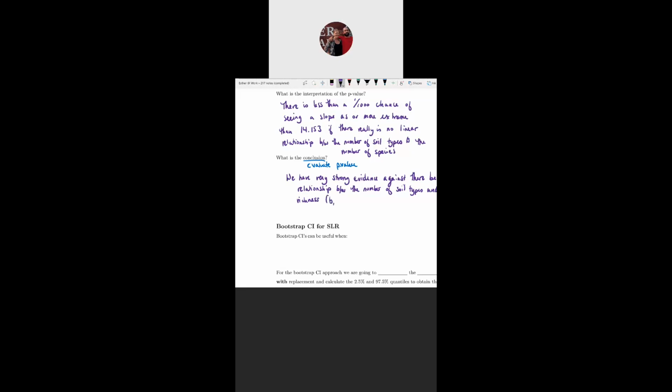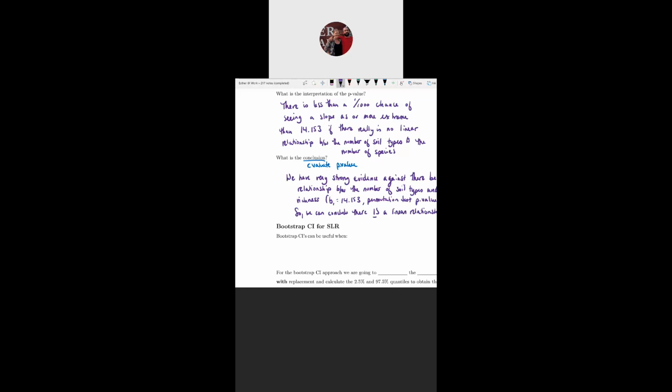And then we need support. So beta 1 equals 14.153. And that's coming from a permutation test p-value of less than 0.001. So we can conclude there is a linear relationship between these variables.